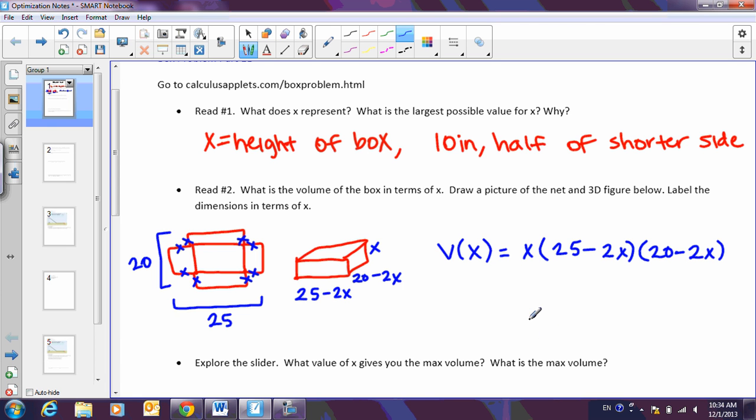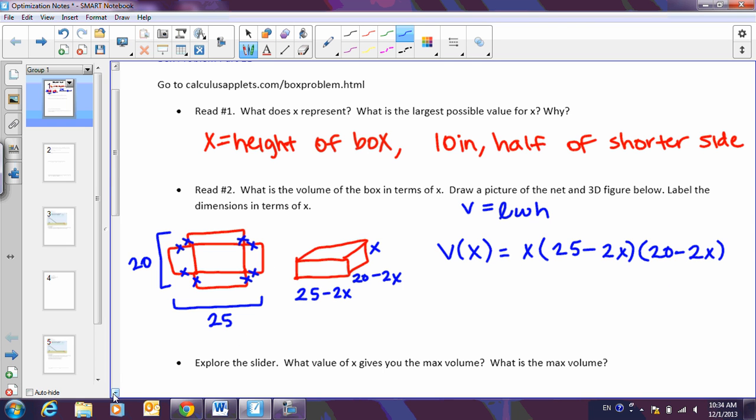All right, and if you were thinking, hey, isn't it just length times width times height? Yeah, that's great, but that's in 3 different variables. We have to have the volume in terms of one variable if we're going to do calculus on it. And so this is the volume. Now you could multiply all this out, which would make the next step easier, but we're going to leave it like this for now.